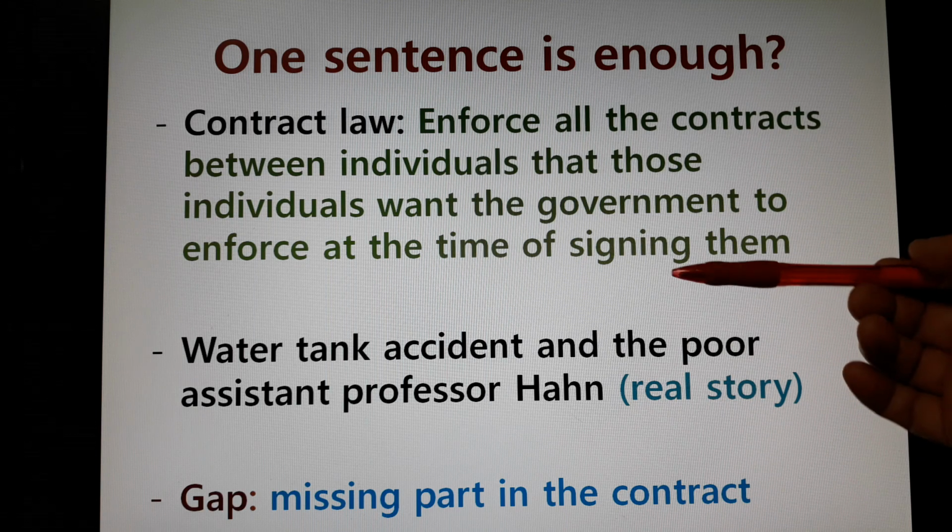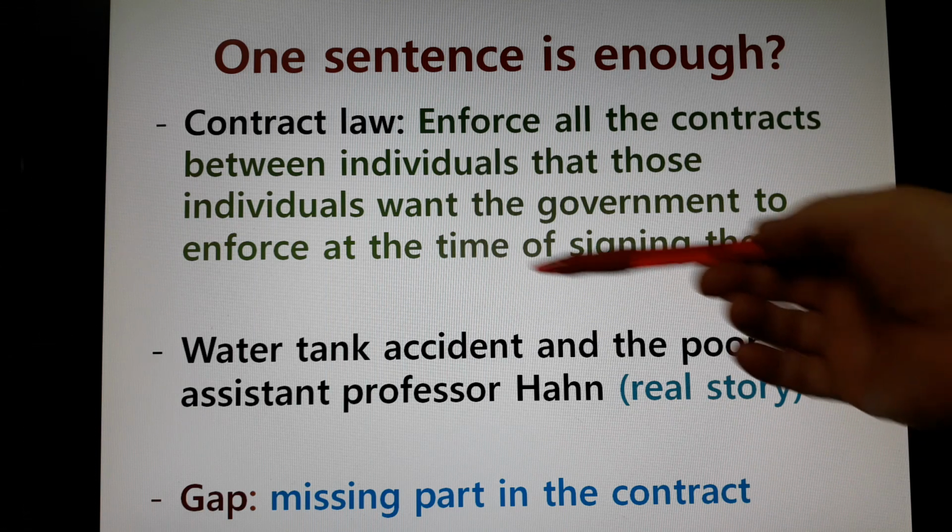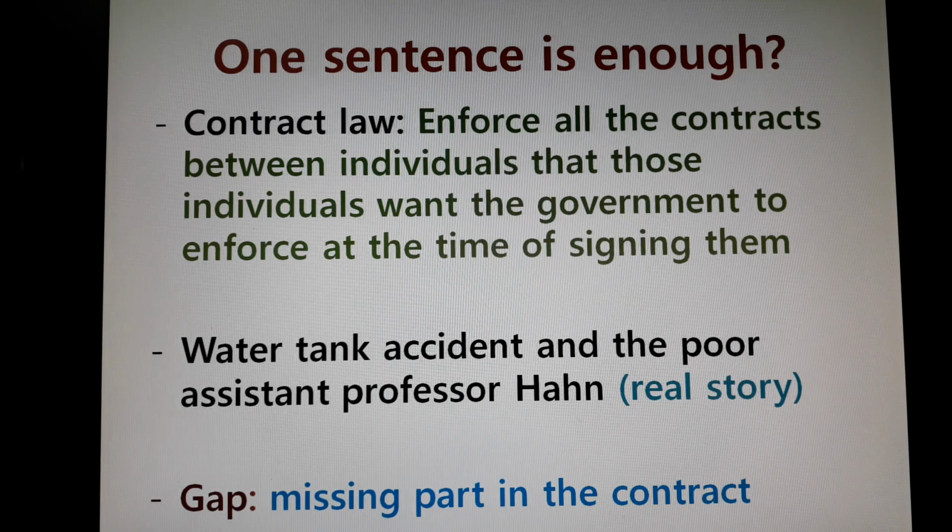So, actually, contract law should be enough with this. Whatever promise individuals voluntarily make, the government recognizes it, and if someone breaks it, enforces him to keep the original promise. So this one sentence should be enough for contract law. But if you look at contract law, the volume is enormous. Just the law about marriage is a thick book. Why is that so?